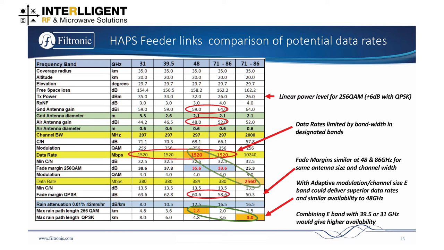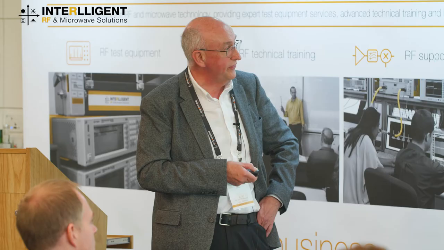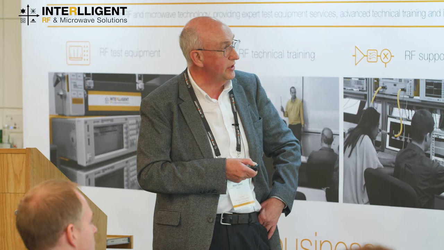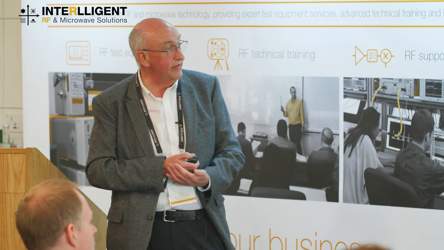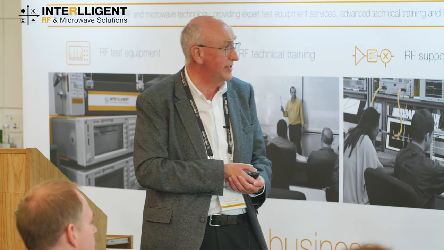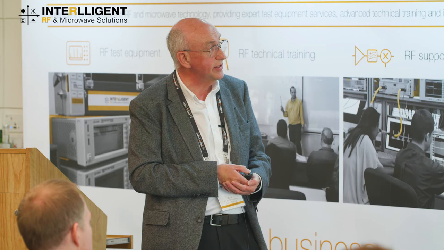The interesting thing I found really is if you compare the data rate, we could drop the data rate down on the E-band to QPSK, for example, and we could still get quite a useful data rate, 2.5 gigabits per second even, on a 2 gigahertz channel, compared to, again, it's still competing with the 48 gigahertz band.